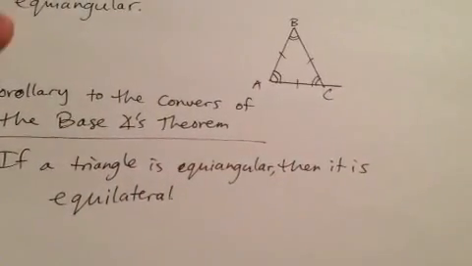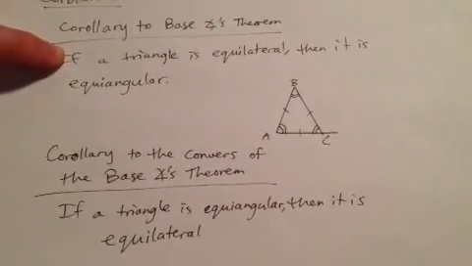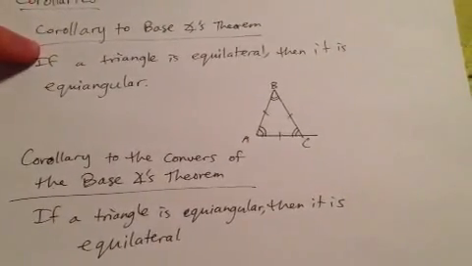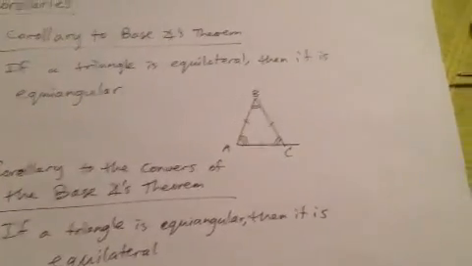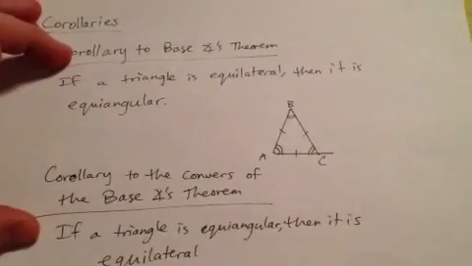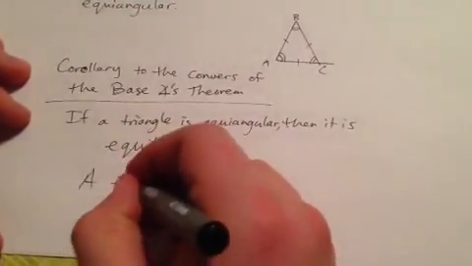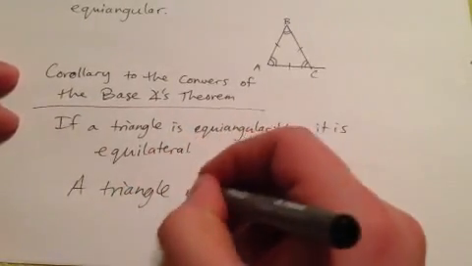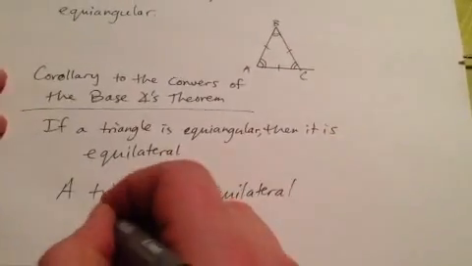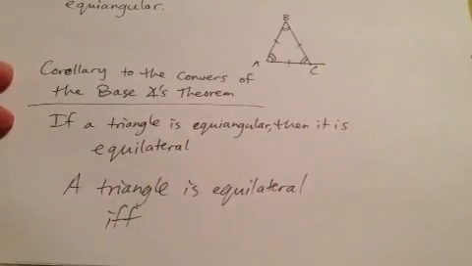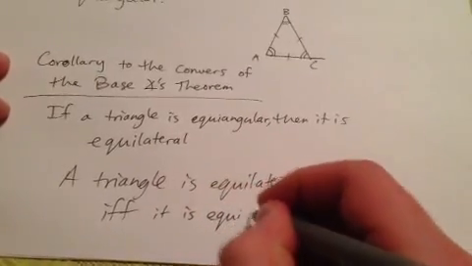So the two here that I have are converses of each other, and this is an addition to the base angles theorem, and this is an addition to the converse of the base angles theorem. So with the two together, I can combine them and say a triangle is equilateral if and only if, you remember IFF stands for if and only if, it is equiangular.